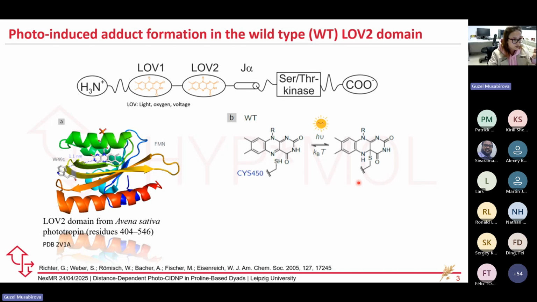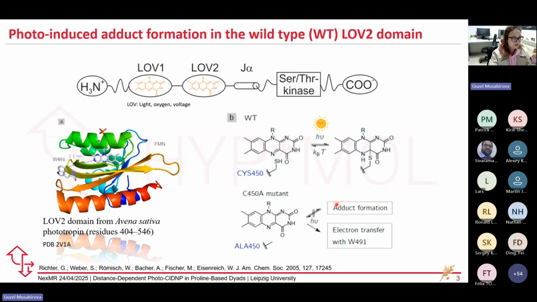There is also an interesting mutation. If we take away this cysteine and replace it, for example, with alanine, we cannot form an adduct anymore, but still electron transfer happens from tryptophan, which is about 11 angstrom away from the FMN. And this makes the LOV domain a perfect model system for studying how light triggers electron transfer and chemical changes, which is exactly what we are interested in with photo-CIDNP.